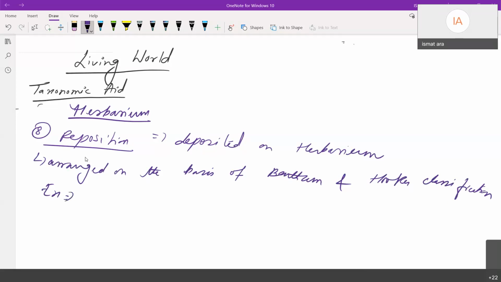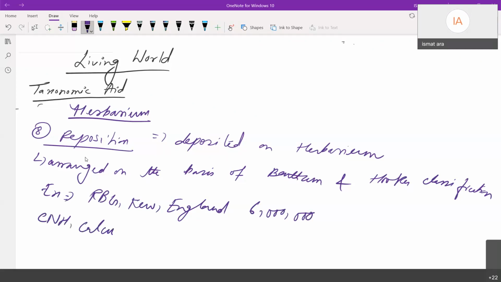Example of herbarium: RBG is present in Kew, England. Here around 60 lakhs of specimens are present. Another one is CNH, present in Calcutta, India. Here around 20 lakhs specimens.